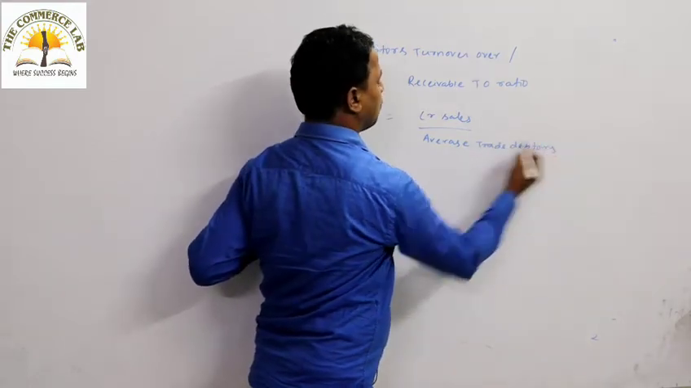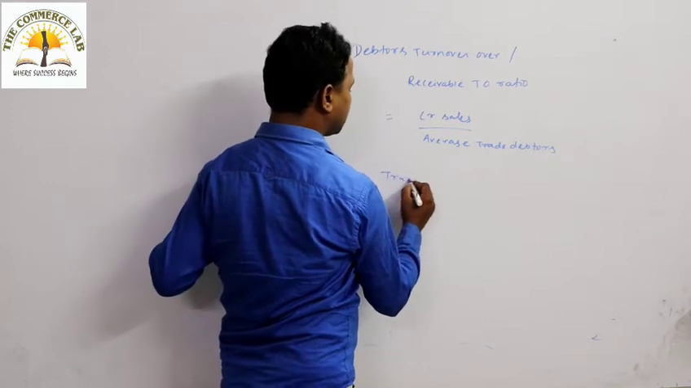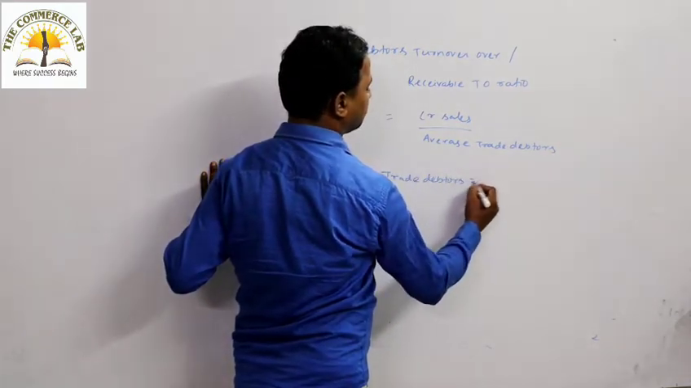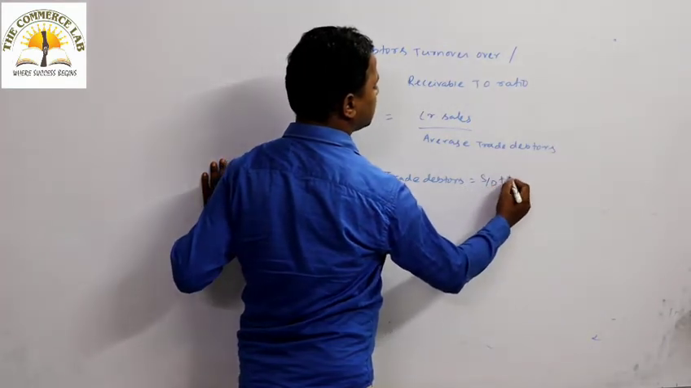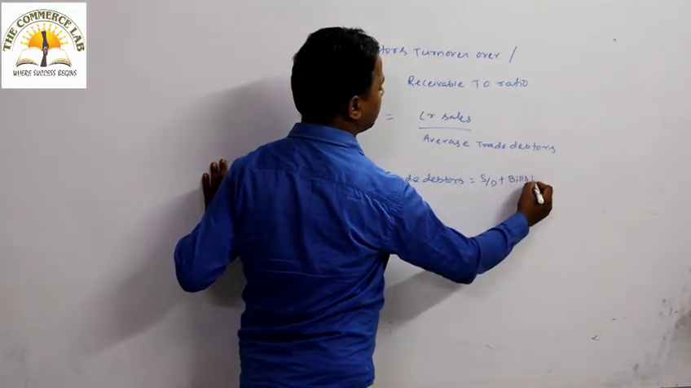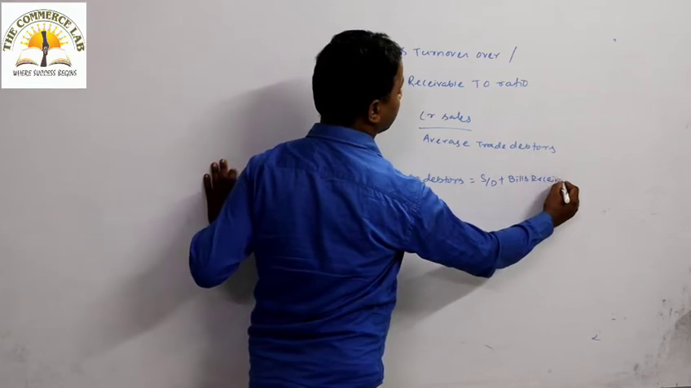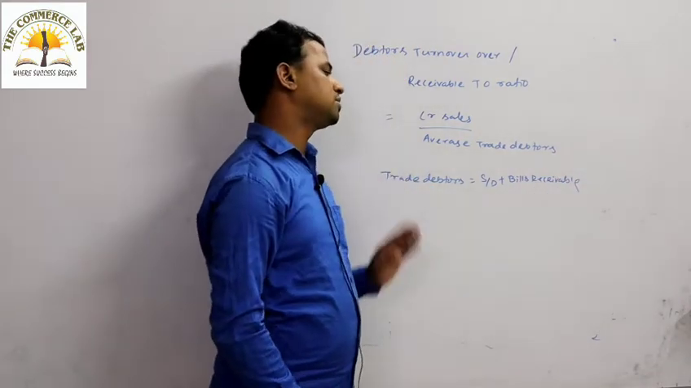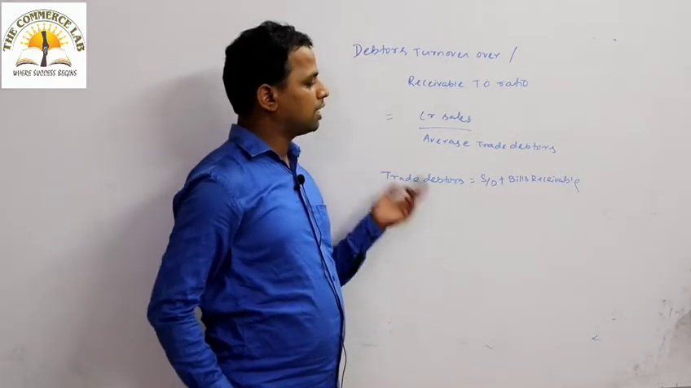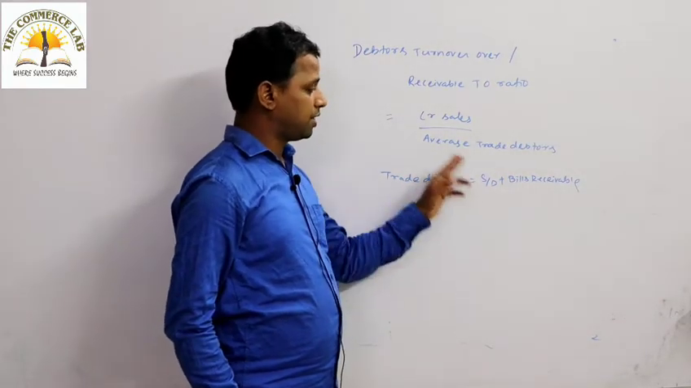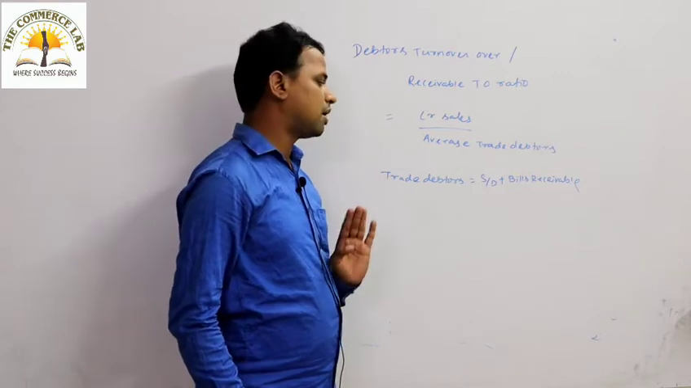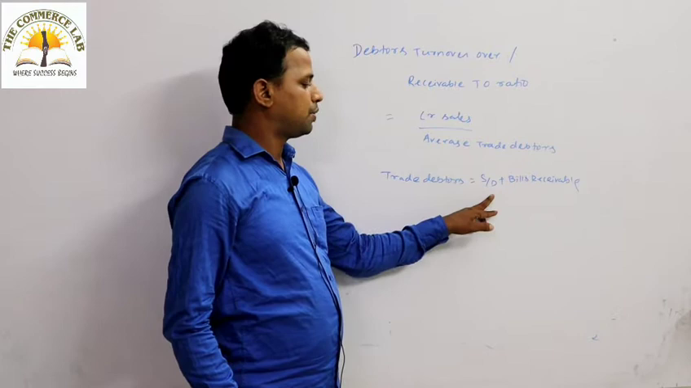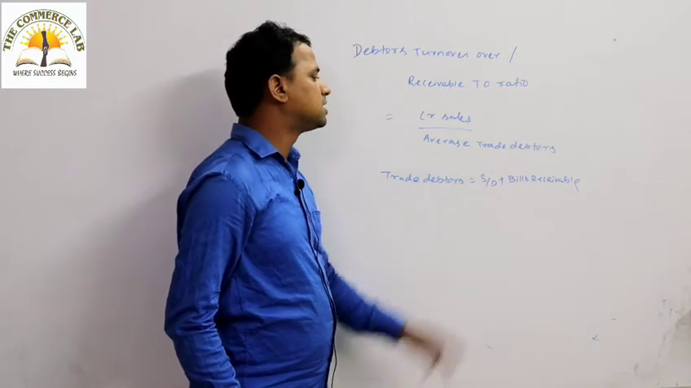Okay, so what do you understand by trade debtors? Sundry debtors plus bills receivable is known as trade debtors. If in the question trade debtors of both the years are given, you can take opening trade debtors plus closing trade debtors divided by 2. Or simply, while calculating trade debtors, we have to add bills receivable with the sundry debtors.